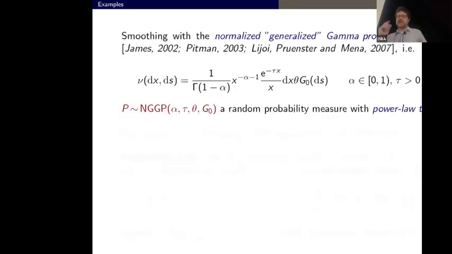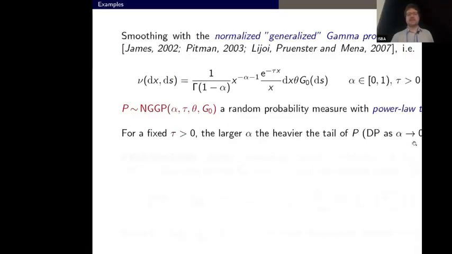Another example is the normalized generalized gamma process. Here I cannot use Pitman-Yor because it's not a normalized random measure. I need just normalization without any change of measure. So it's a normalized random measure with this intensity. The remark is that it has a power law tail behavior, and the tail behavior is controlled by alpha. When alpha goes to 0, I'm going toward an exponential tail behavior. When alpha goes to 1, I have very extreme heavy tails.